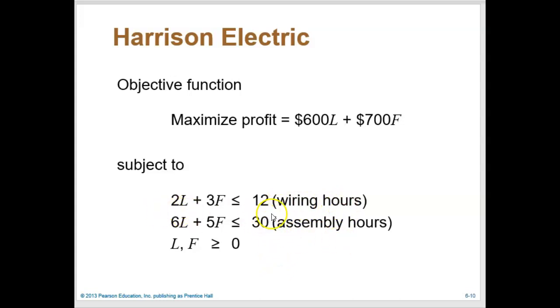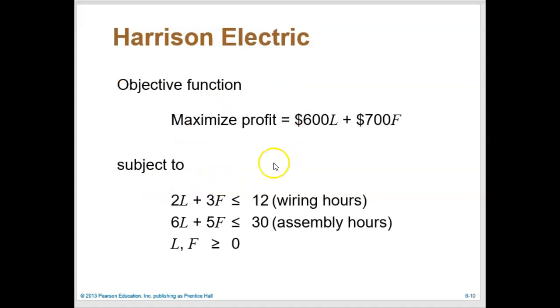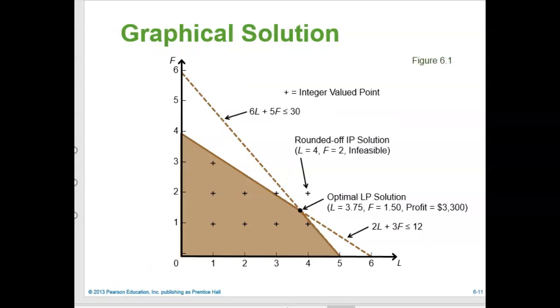The first constraint is for the wiring hours, the second constraint is for the availability of assembly hours, and finally the non-negativity constraints. If you look at this model formulation, it looks exactly the same as we would have done in an LP model. There doesn't seem to be any differences between the formulation of this and an LP model. The only notable difference is in the definition of decision variables, where we said that they can only be integer values. Everything else is the same as what we've been covering in all the earlier chapters.